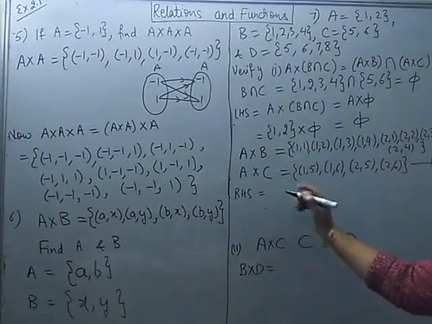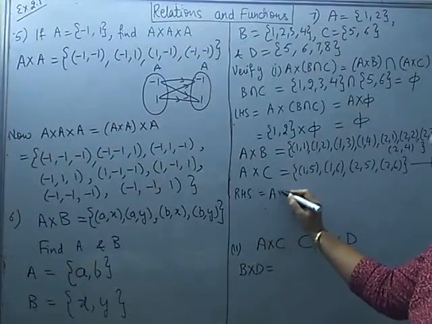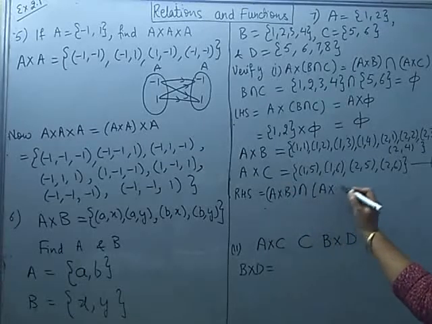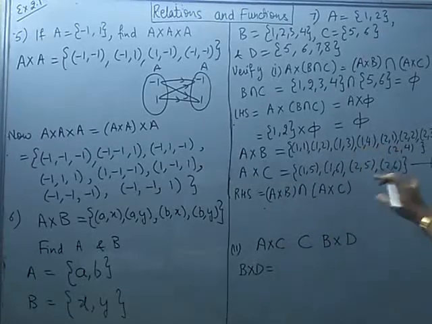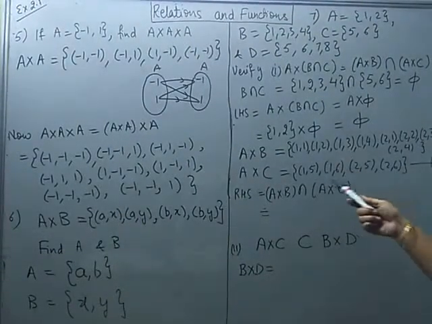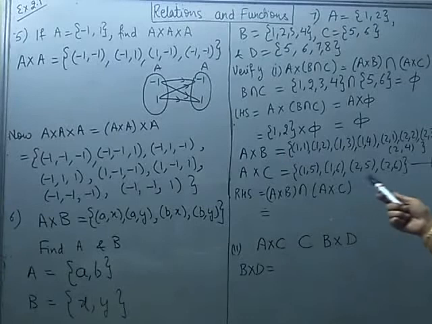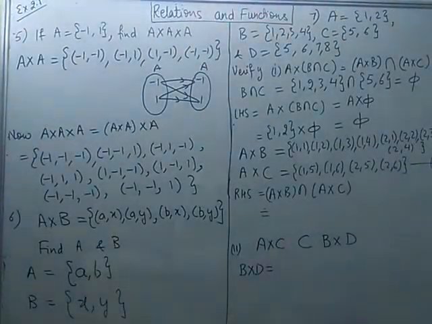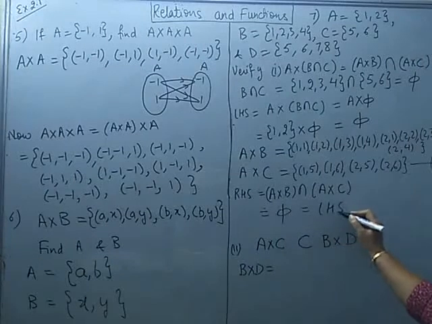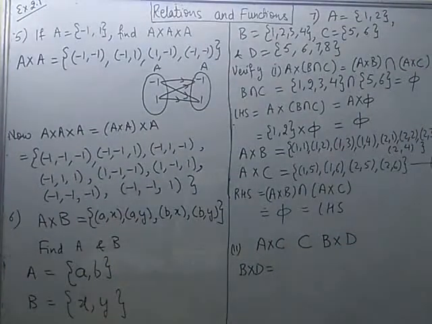Now the right hand side is A cross B intersection A cross C. So both the sets are available, A cross B as well as A cross C. You check, is there any pair common to both? You will find all the pairs in A cross B are not in A cross C, and none of the pairs of A cross C is in A cross B. So what do we find? This comes out to be a null set, same as the left hand side. So the result is verified.